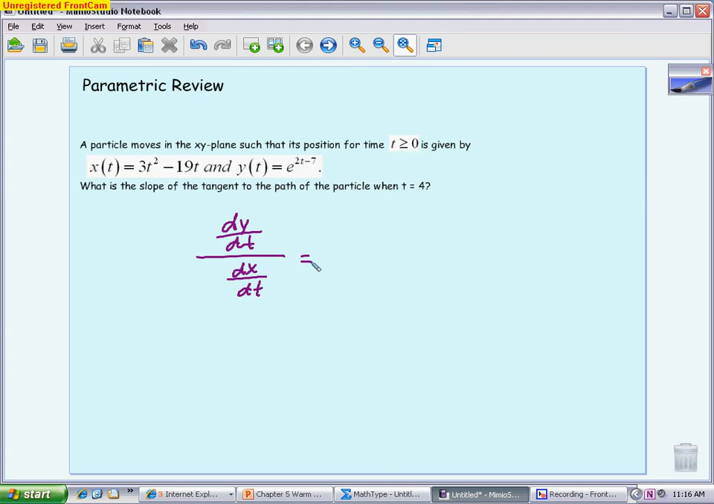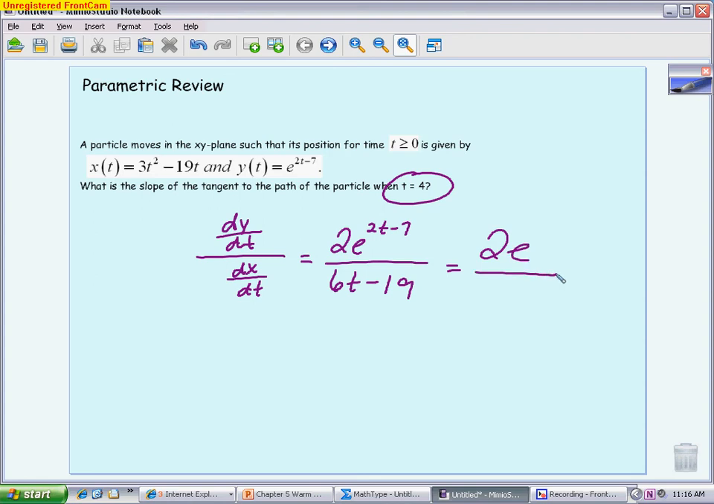So I go to my y equation. The derivative of y in terms of t would be 2e^(2t-7). And then the derivative of x in terms of t would be 6t minus 19. And they give us a particular value of t. They want to know what the slope would be when t is 4, so I'm going to put 4 in. 2e to the 2 times 4 is 8, minus 7 is 1. So 2e to the first, or 2e, over 6 times 4 is 24, minus 19 is 5.